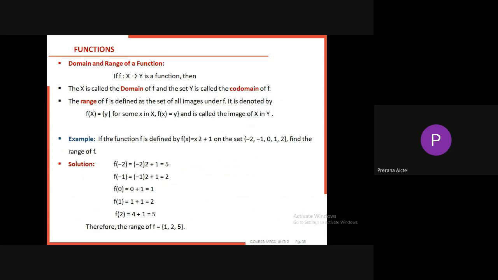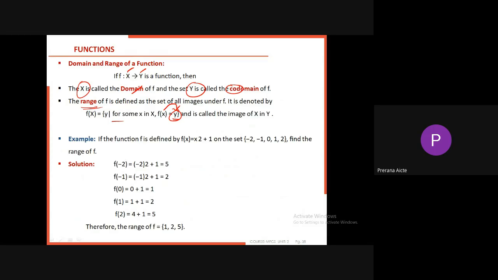Next, domain and range. If you are mapping a function from set X to set Y, the set X is called the domain and set Y is called the codomain. And this codomain sometimes becomes the range. Whatever elements are mapped from the set X, if you group them in that particular set, that becomes your range. The range can be defined like this: for some x in X, f of x equals y. Only the elements that are mapped from the first set to the second set, grouped together, form your range.